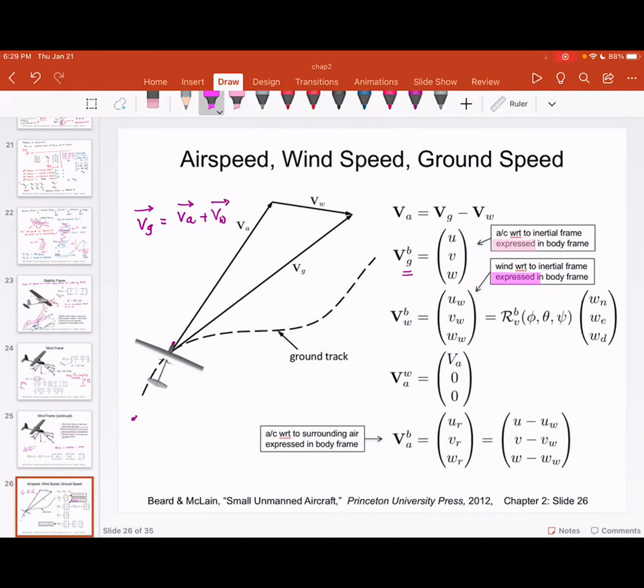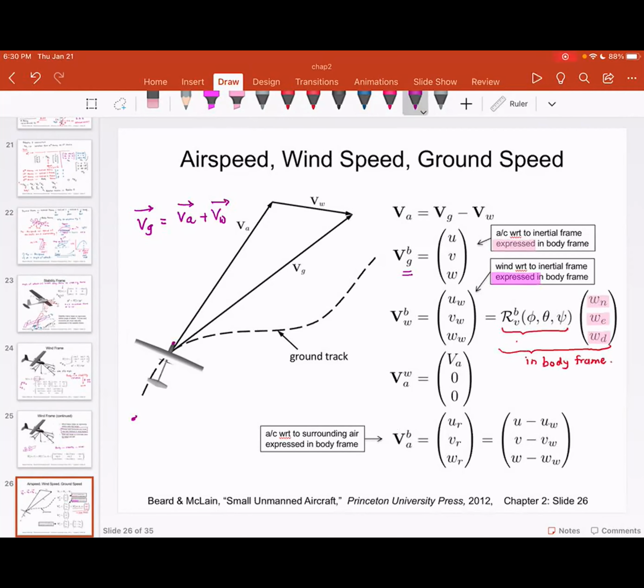And here is something super interesting. If you look at the velocity of wind, and you want to express that in terms of the body frame, you have this velocity in the vehicle frame or the inertial frame. And what you do is you use the rotation matrix to express the velocities in the body frame. This is super important.